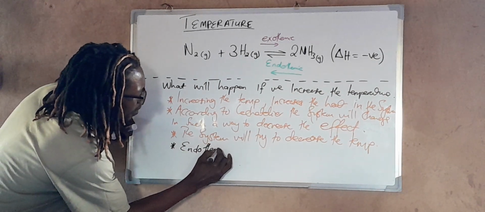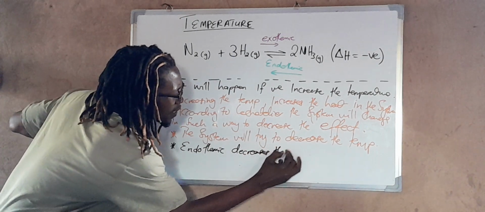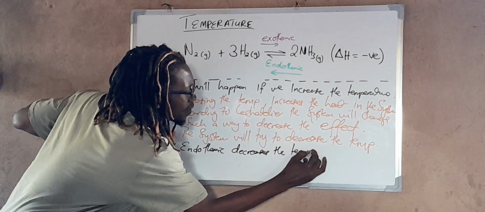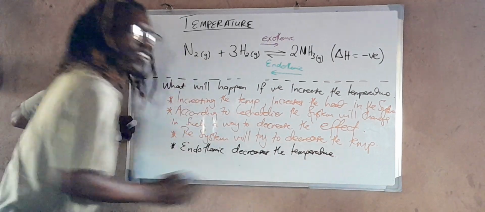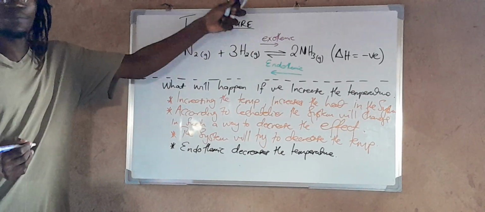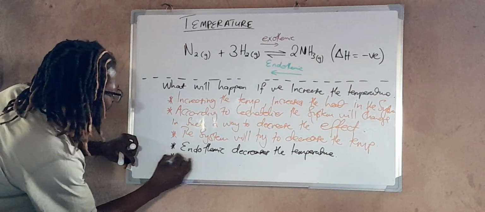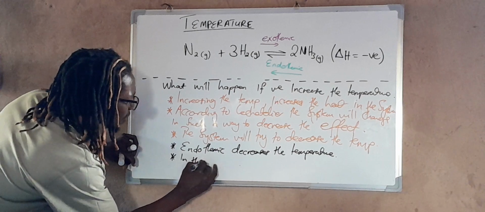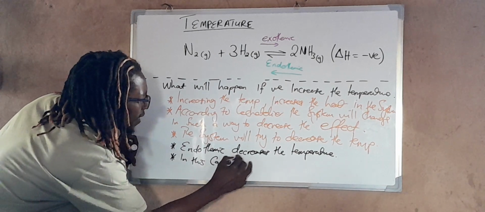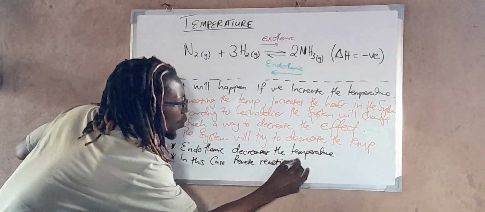endothermic decreases the temperature. So if the endothermic reduces the temperature, which one is the endothermic? Is it the forward or the reverse reaction? The reverse reaction. So it means that in this case, reverse reaction will be favored.